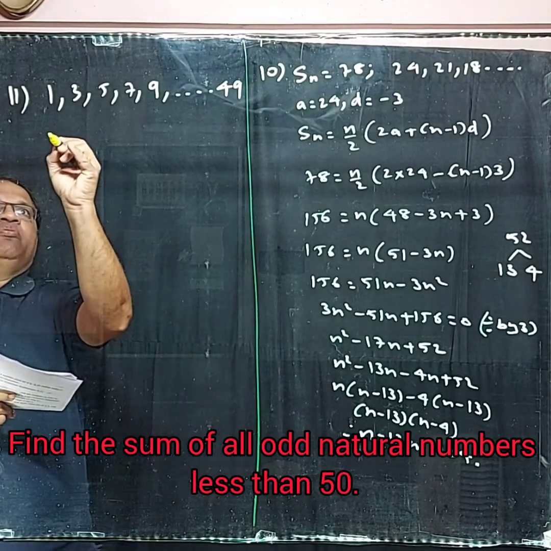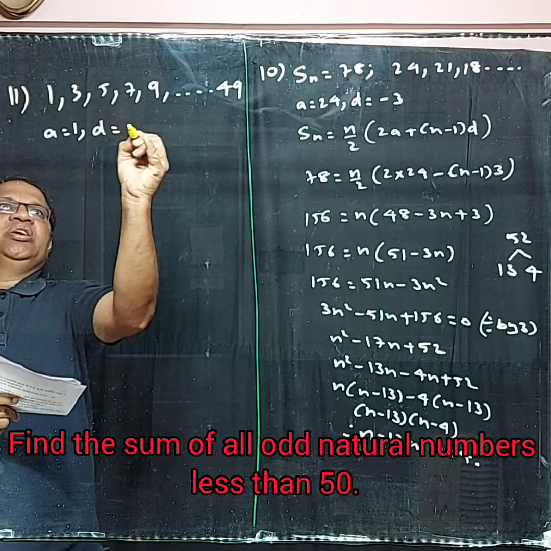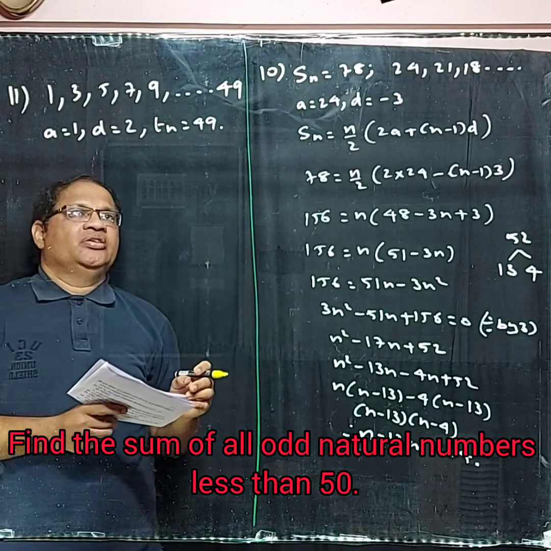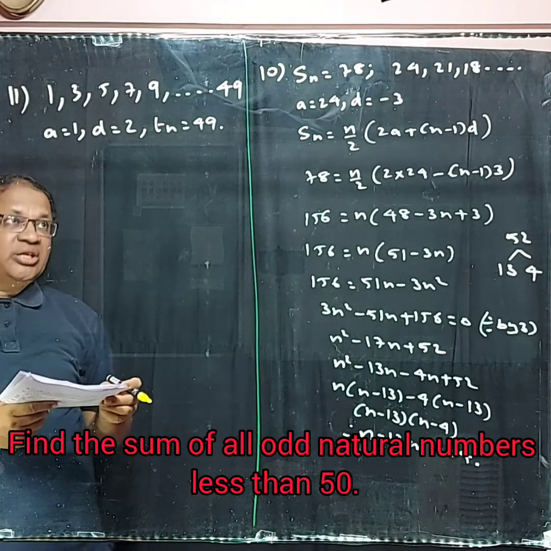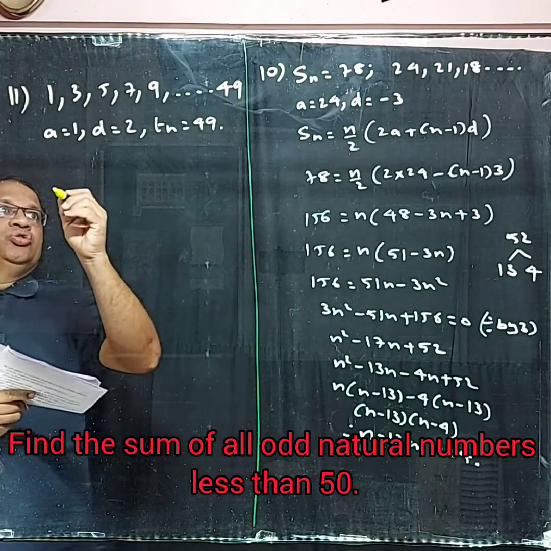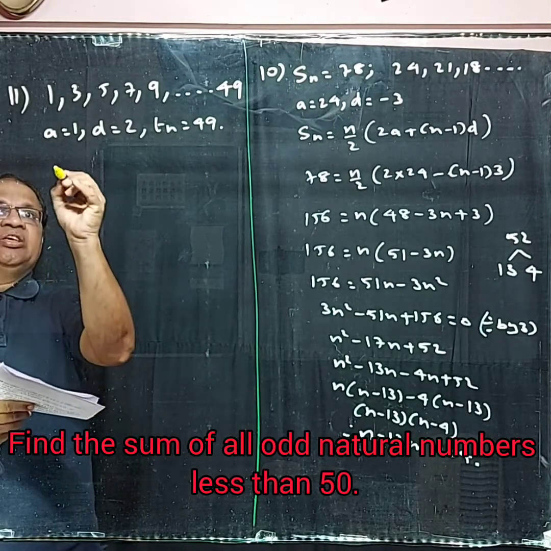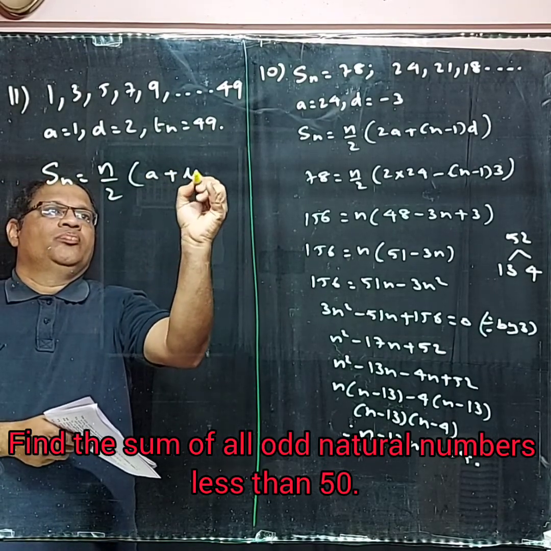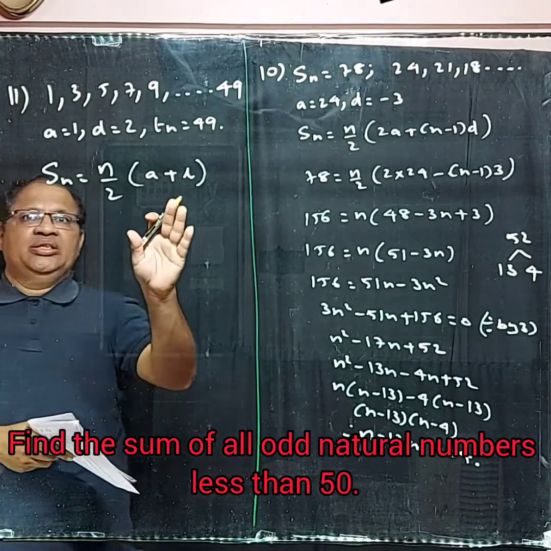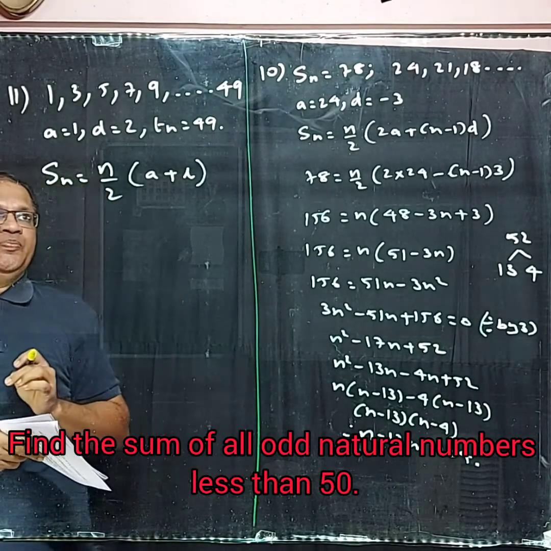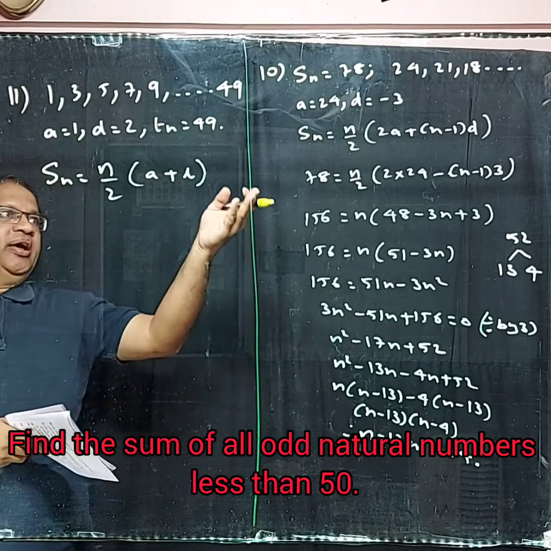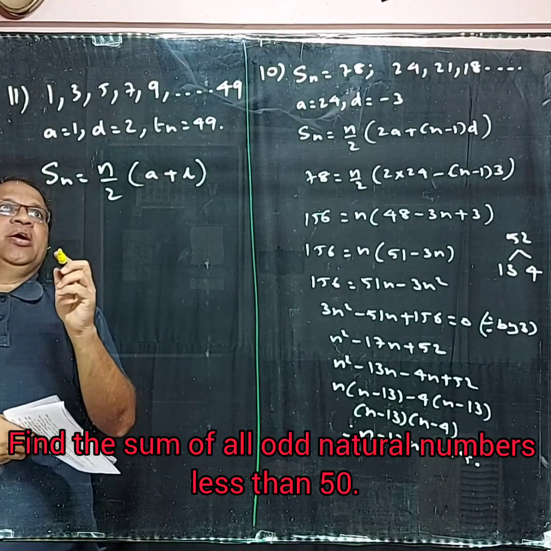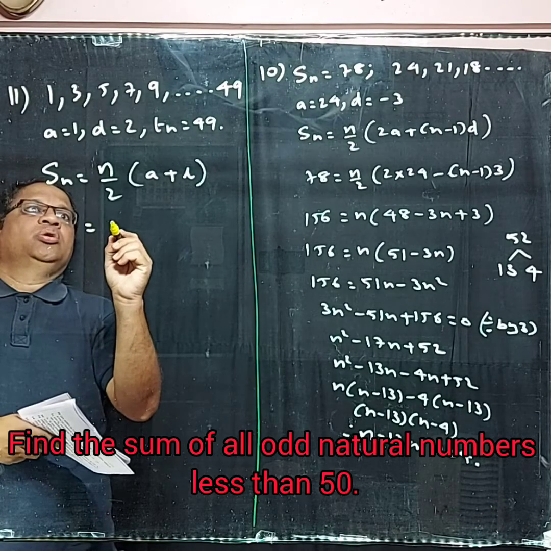So with the help of this we can know what is A, what is D, and you can also find out the last term, that is 49 is the last term, Tn. Now this is also called the last term. So when the last term is given and they are asking for the sum, then this is the formula. If the last term is not given, then use the other formula which I used in the previous sum. But since the last term is known, we use this formula. Okay. So n upon 2.